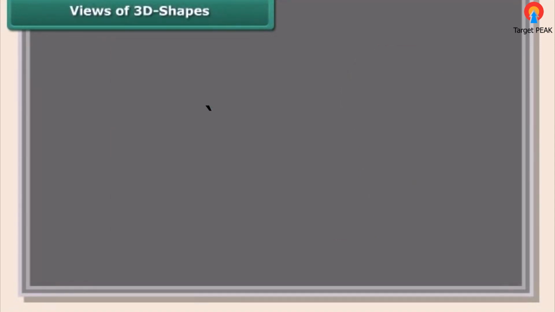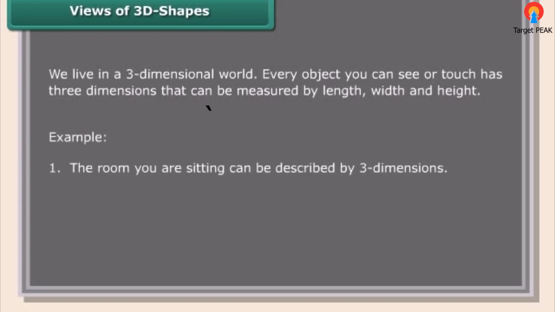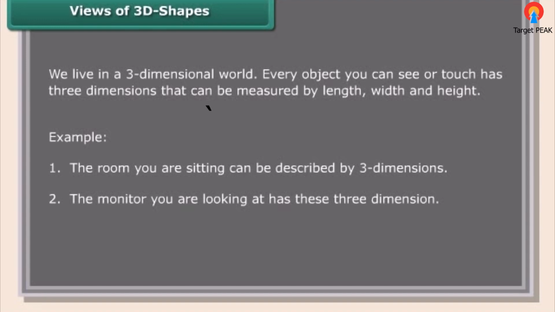Views of 3D shapes. We live in a three-dimensional world. Every object you can see or touch has three dimensions that can be measured by length, width, and height. Example 1. The room you are sitting in can be described by three dimensions. The monitor you are looking at has three dimensions.